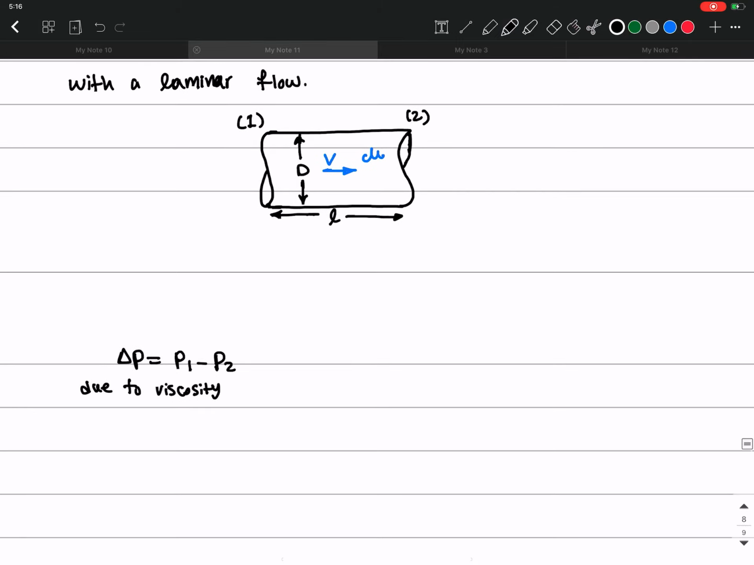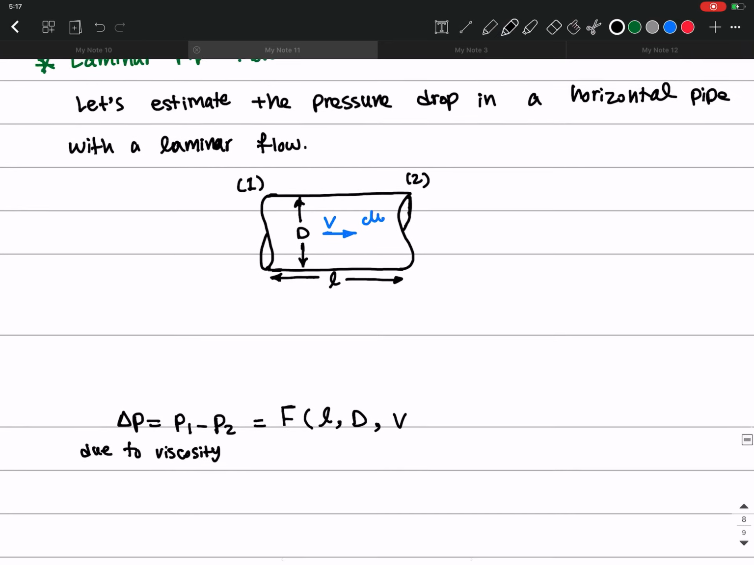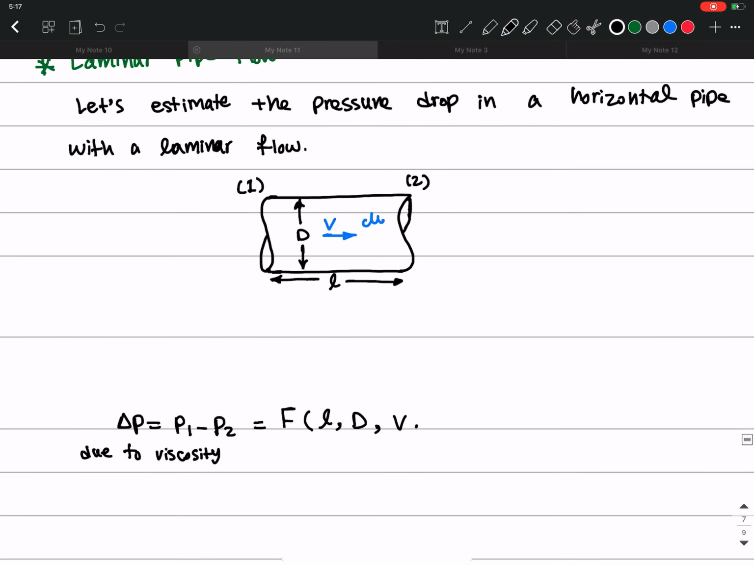So for this, I want to write a general function, so list all the relevant variables here. First, the dimension of the pipe. It really depends on the length of the pipe, which is important, right? If your length is higher, your pressure drop is going to be higher. The diameter of the pipe is also another important factor. And also the velocity of the fluid is very important. And finally, the viscosity of the fluid, right? So this mu is the viscosity of the fluid.